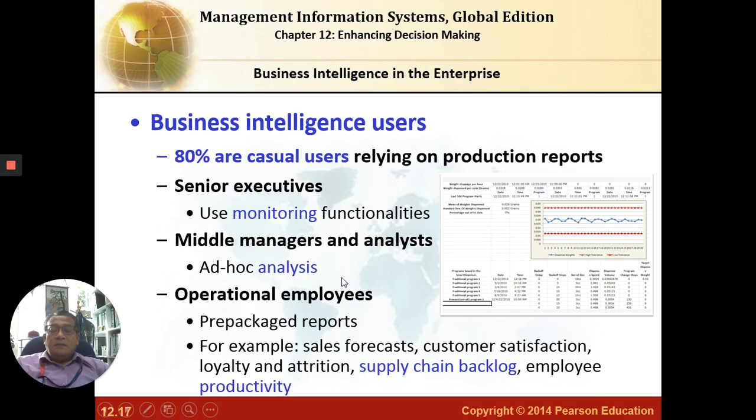It is normally thought that 80% of business intelligence users are casual users relying on production reports. In other words, most business intelligence is producing reports, either production reports or meeting reports. It is a compilation of statistical data in the form of numbers and simple charts, for example. However, executives will use it for monitoring, right? Middle managers will use it for impromptu analysis, or on the spot. Operational employees can track their backlog, those pending deliveries, for example. And managers can monitor employees on their productivity, for example. So these are the most usual applications of BI, mostly 80%, used for daily, weekly, or monthly production reports.